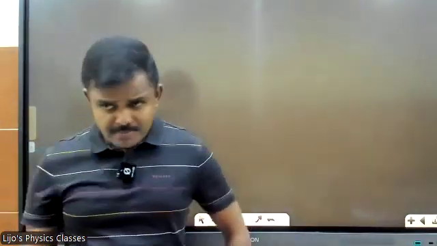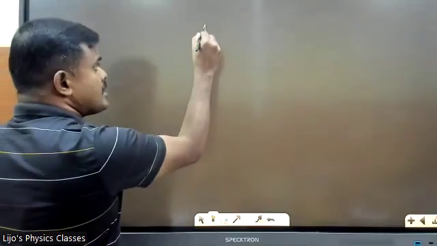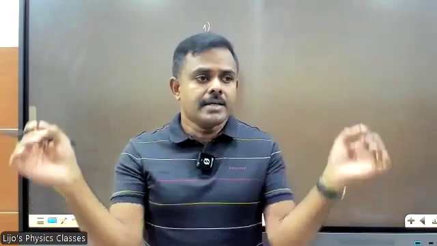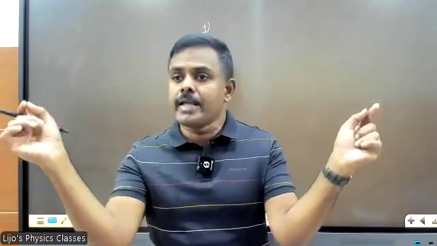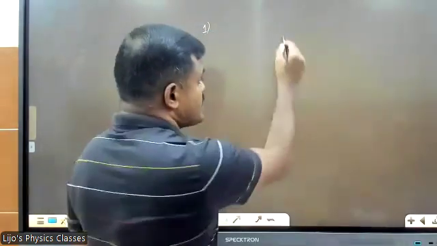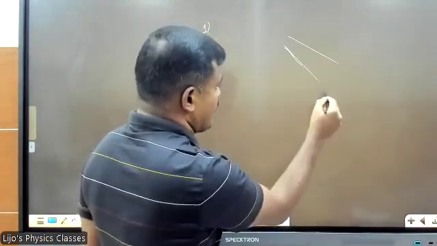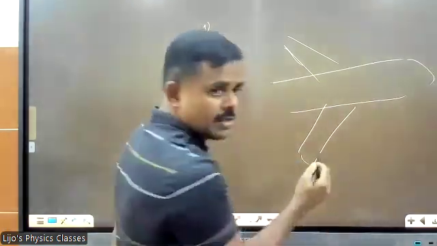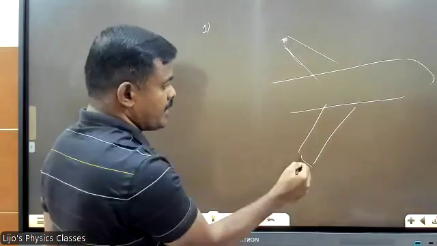Question number 1. How is this asked in examinations? They'll ask you to calculate the EMF generated between the tips of the wings of an aeroplane. Look at this. This is the wing of an aeroplane, and I'm giving you a top view. Between the tips, this point and this point.